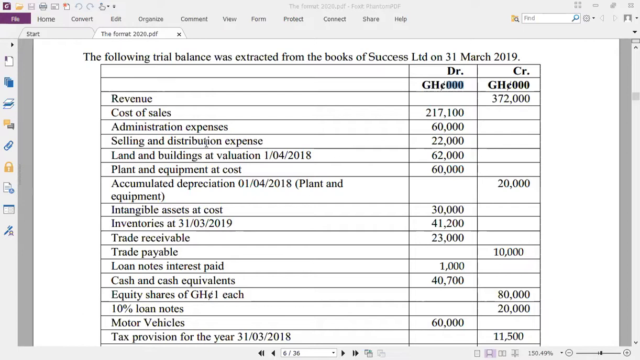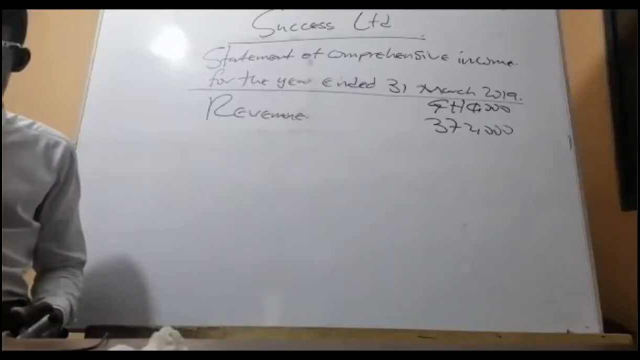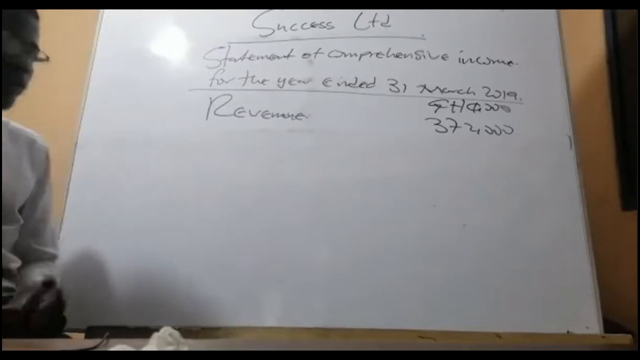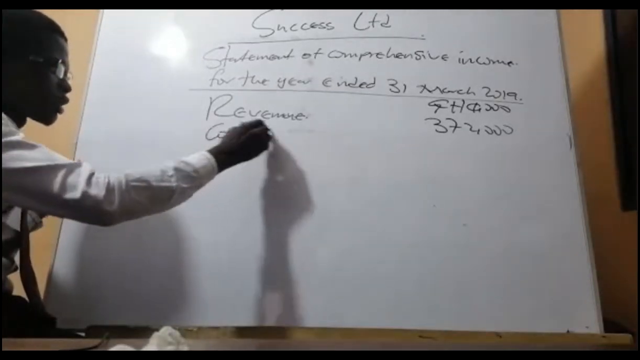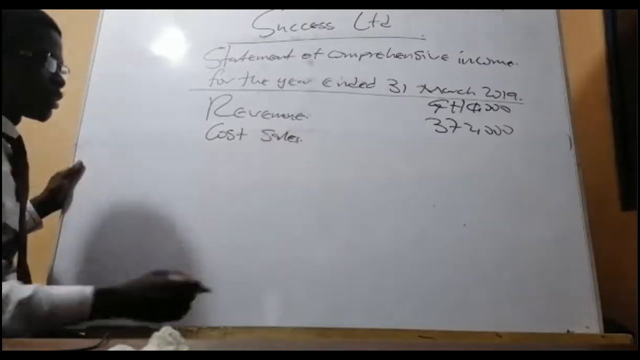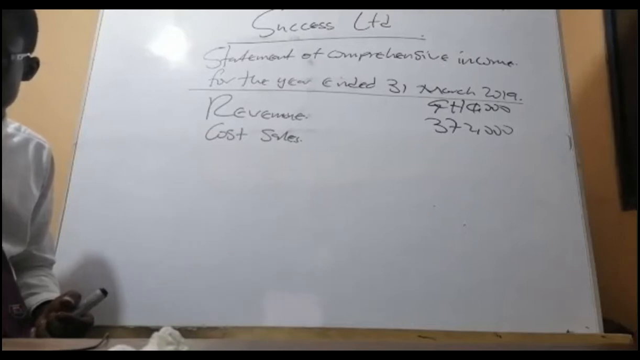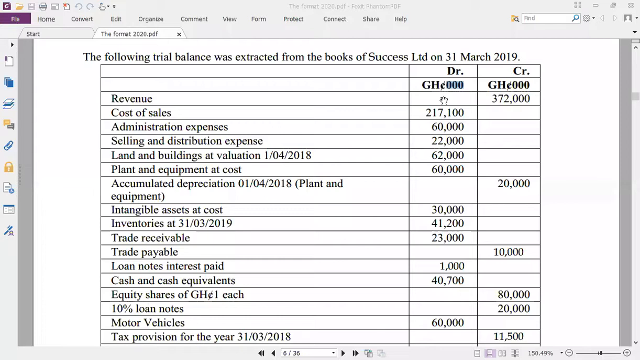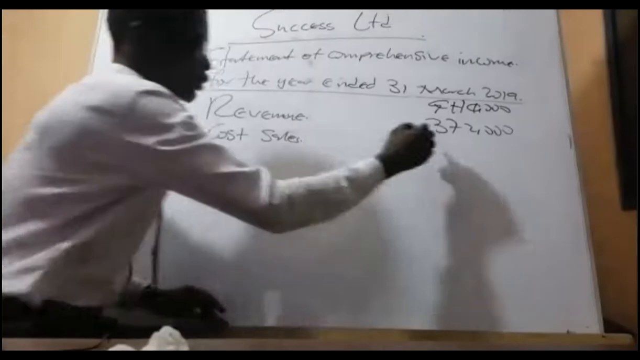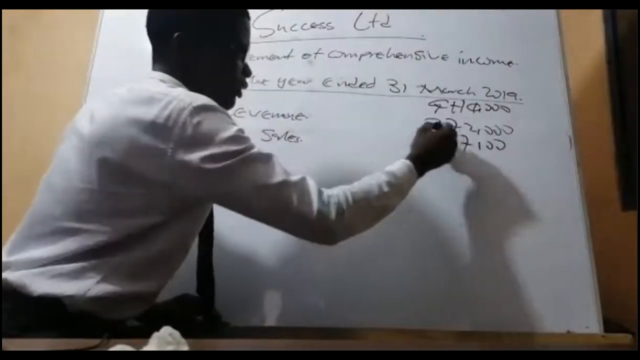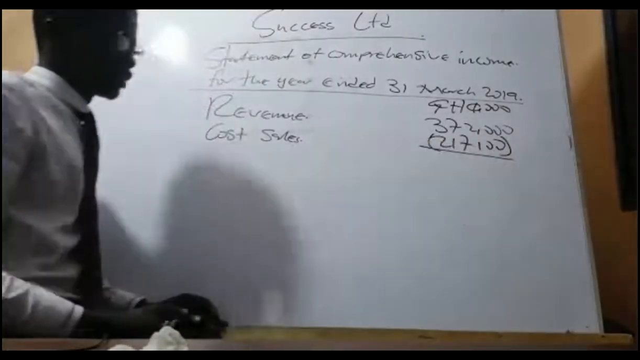What's the figure? 372,000. That is it. Good. So 372,000. Then it's the cost of what? Sales. So cost of sales too, going for it in the question. So what's the cost of sales? The cost of sales is 217,100. Perfect. So look at that one too. So 217,100. And then you take it off, then what do you get?